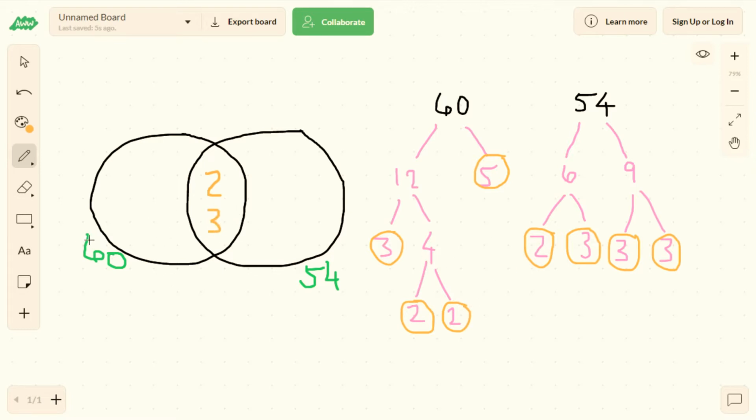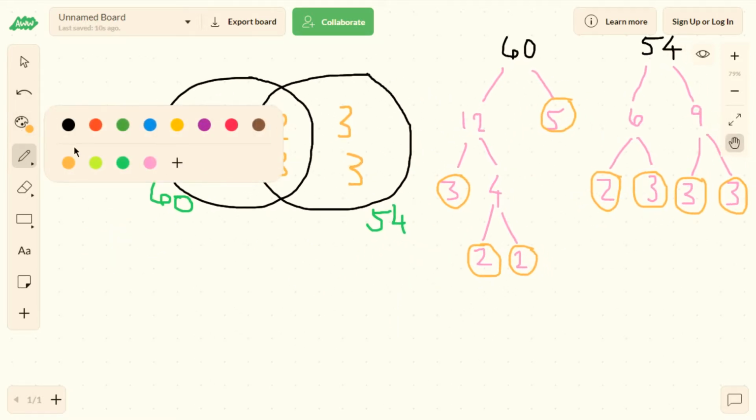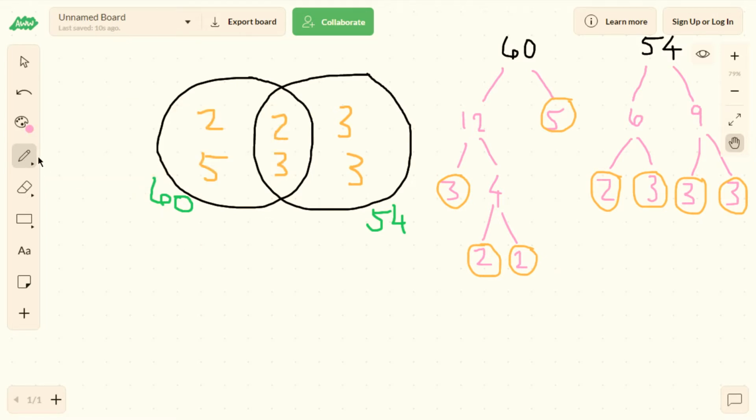The thing is, 60 has another 2. It doesn't have any more 3s, but it's got a 5. 54 has no more 2s, but it has 2 other 3s. So this is a way that we can think about the numbers 60 and 54. What's really cool about this is it allows us to do some pretty slick math stuff really quickly.